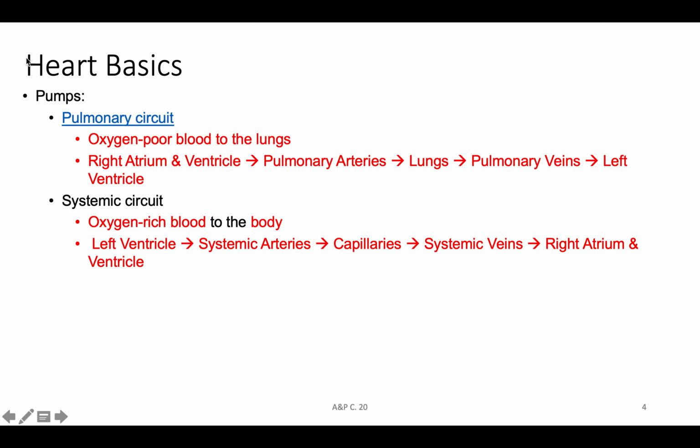So let's talk about the two different circuits we have. You're going to hear these over and over again. Your pulmonary circuit is just referring to when blood is going from your heart to your lungs and back to your heart. So basically what's happening is oxygen-poor blood is going to the lungs so it can pick up oxygen, come back so we can distribute that oxygenated blood to our body. So the pathway it takes is that deoxygenated blood will enter the right atrium to the ventricle. It'll travel through the pulmonary arteries, go to the lungs, get oxygen, come back through the pulmonary veins, and enter through the left atrium and then ventricle.